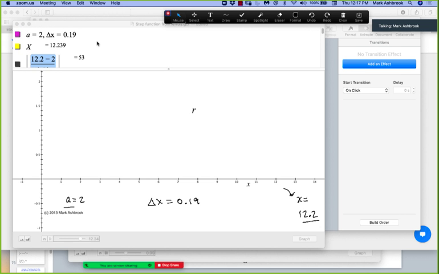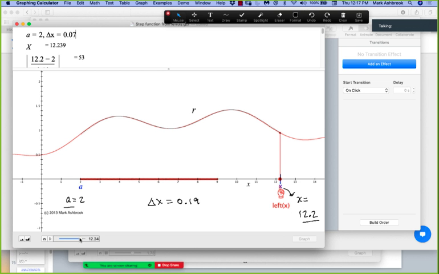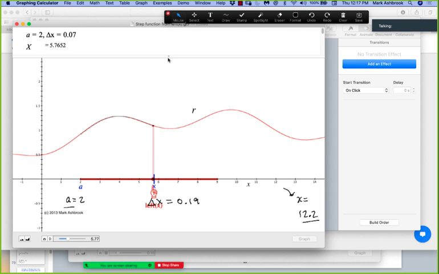So how about delta x of 0.07? And I ran out of intervals here, so let's make x 5.76. So I want you to figure out how many completed intervals. So just do the process one more time, from scratch. A is 2, delta x is 0.07, x is 5.76. How many completed intervals?